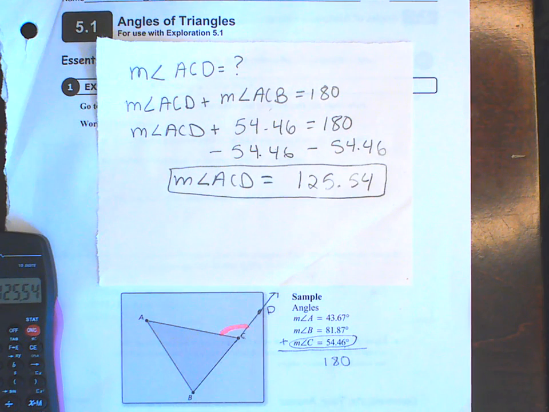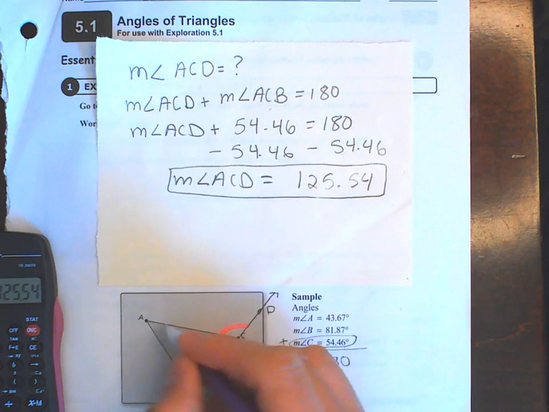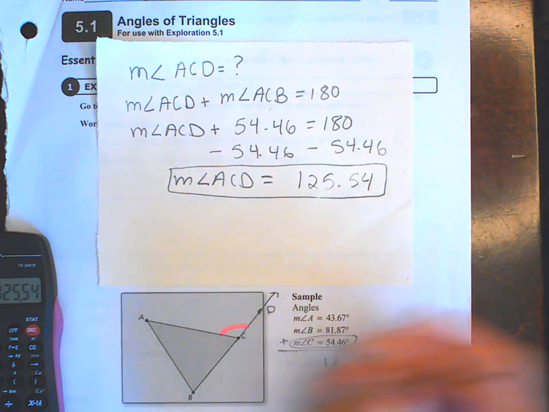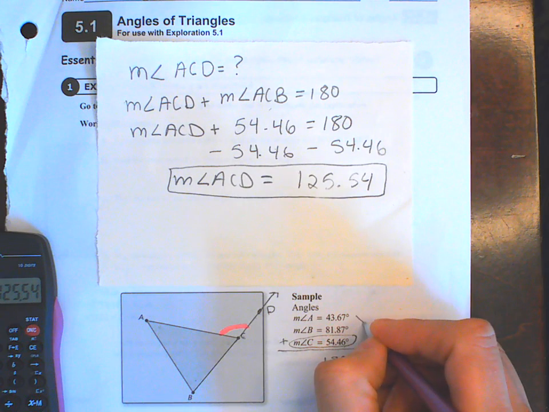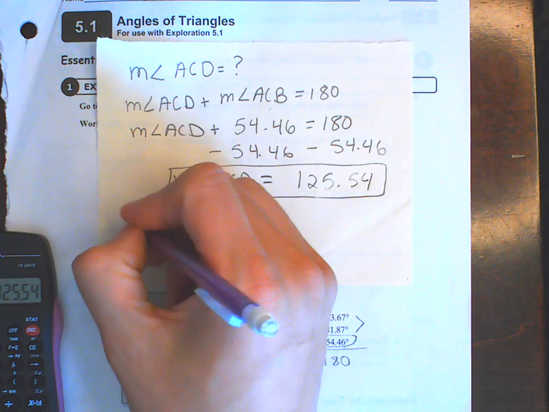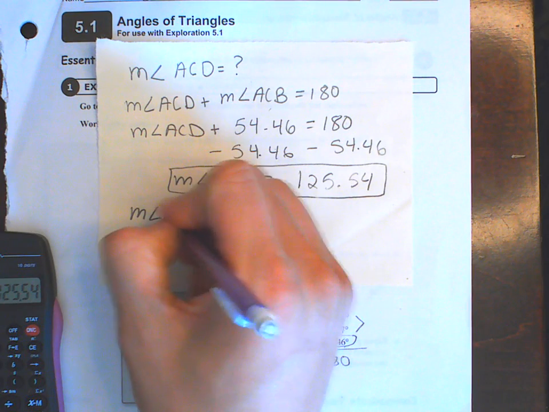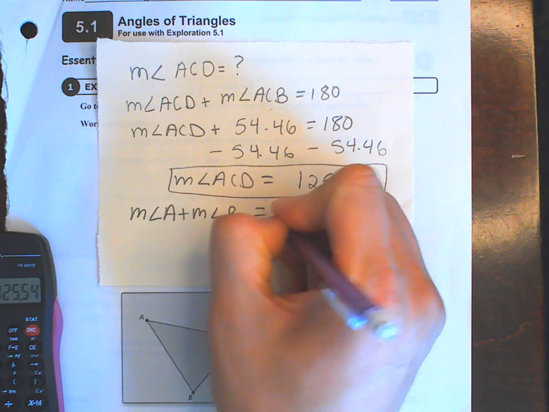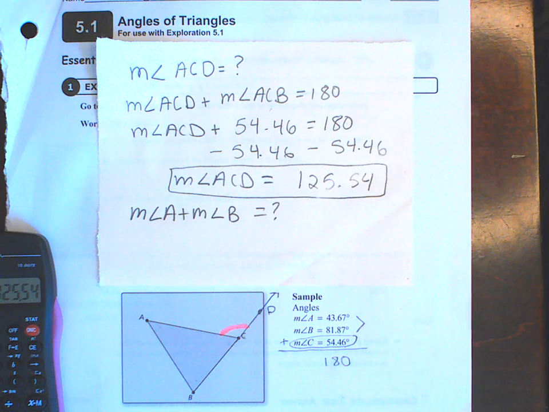Now, I want to focus on something right now. Is there a relationship between these two angles right here and this angle right there? Well, let's take a look at these two. What would happen if I were to add those two? So the measure of angle A plus the measure of angle B. What would that equal?